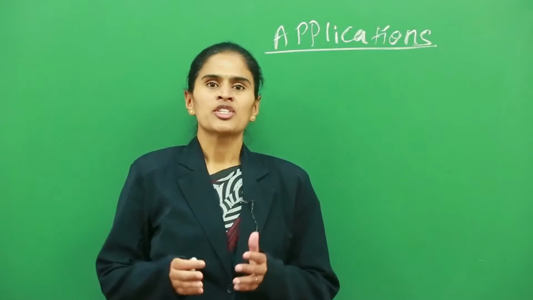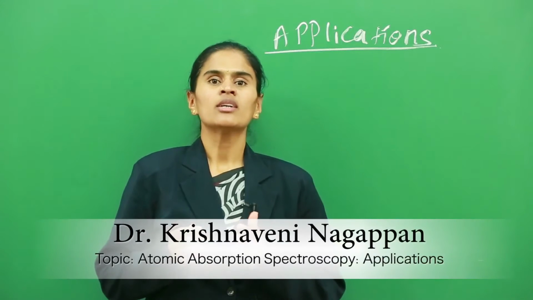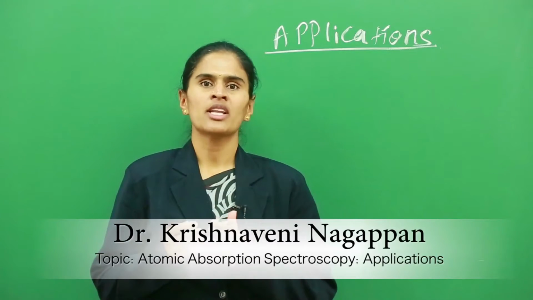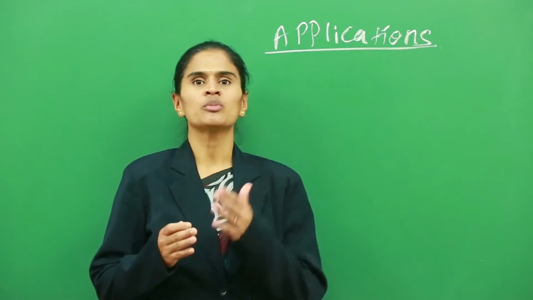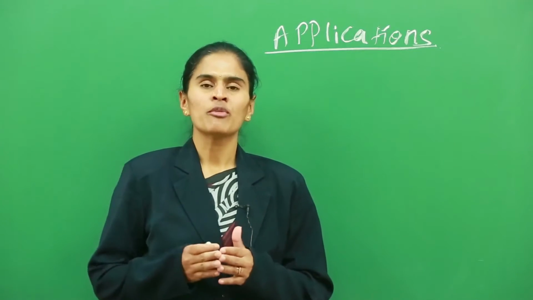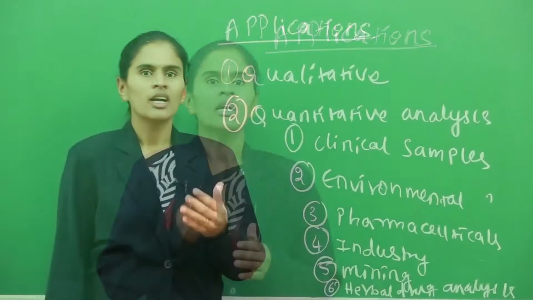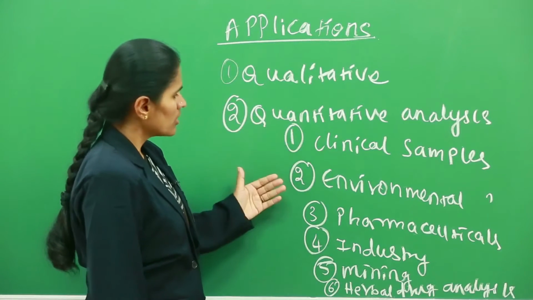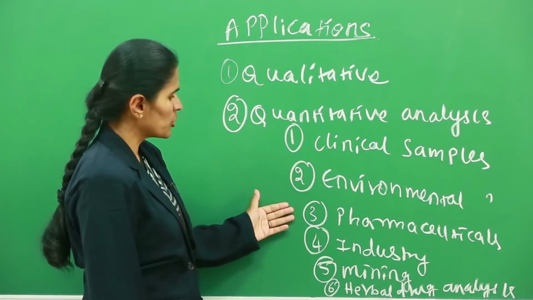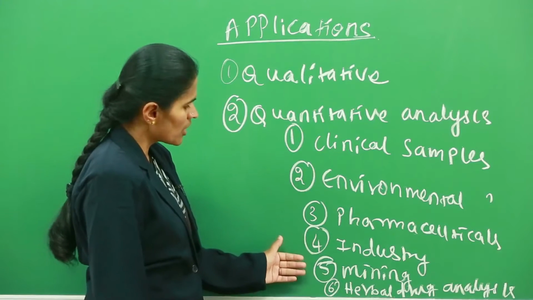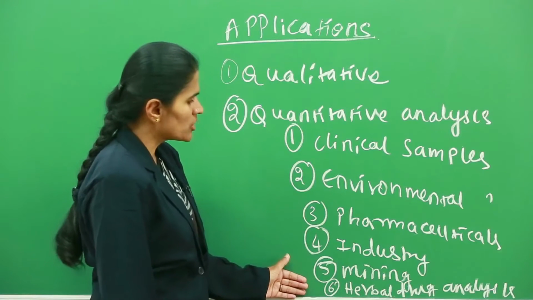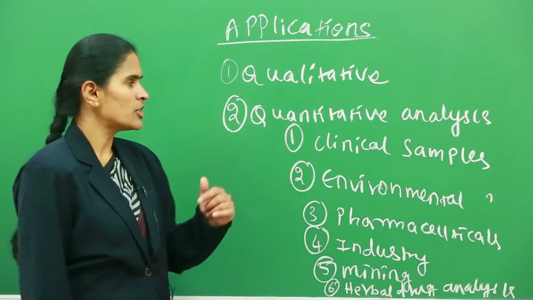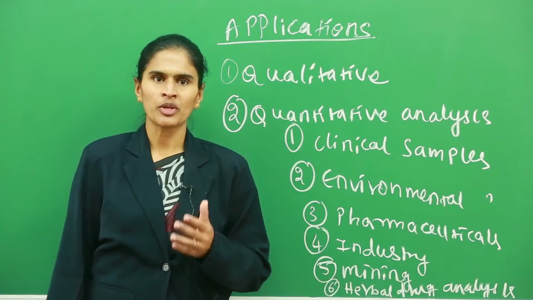Applications of atomic absorption spectroscopy. The estimation of heavy metals or the major and trace elements with the help of atomic absorption spectroscopy is of more importance. In case of quantitative analysis, clinical samples, environmental samples, pharmaceuticals, industrial samples, mining samples, and herbal drug formulations can be analyzed by atomic absorption spectroscopy.